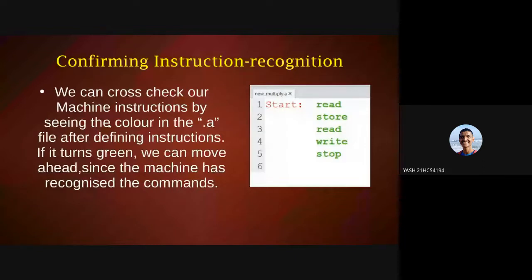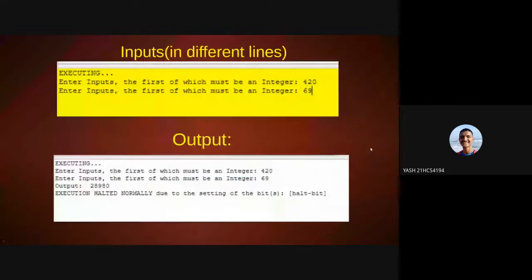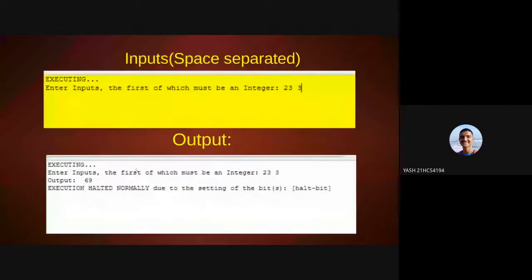For loading and running, first of all, we will reset everything. Then we will clear, assemble, load and run. After running, our machine will produce the input and output like this. If we input two numbers on separate lines, it will output the product of the two numbers. And also if we input them on the same line as space separated values, it will still work fine and output the product of the two numbers.